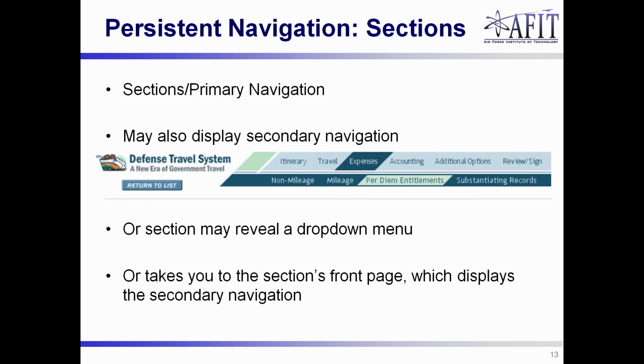Those primary sections, instead of showing you the secondary navigation right below it, could instead reveal a drop-down menu with many options for secondary navigation. Or when you click on one of those items in that main section, it might take you to the section's front page, which then displays a secondary navigation. Some sites like to include the home page as one of the main sections, and that doesn't hurt if you have space.